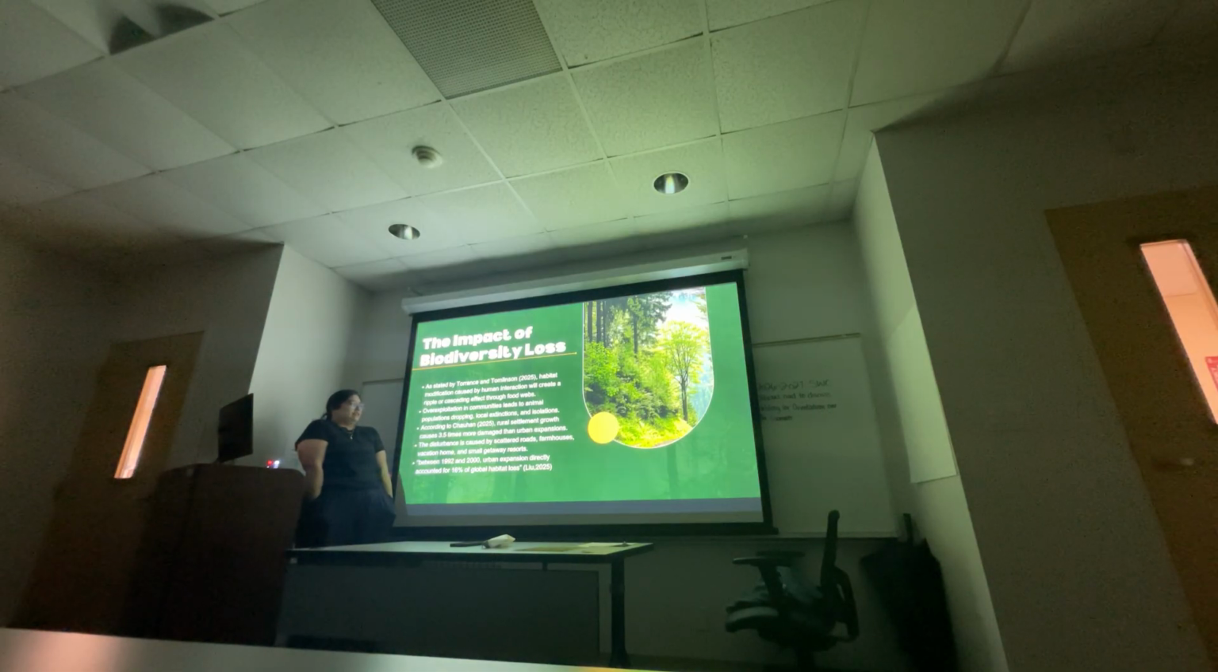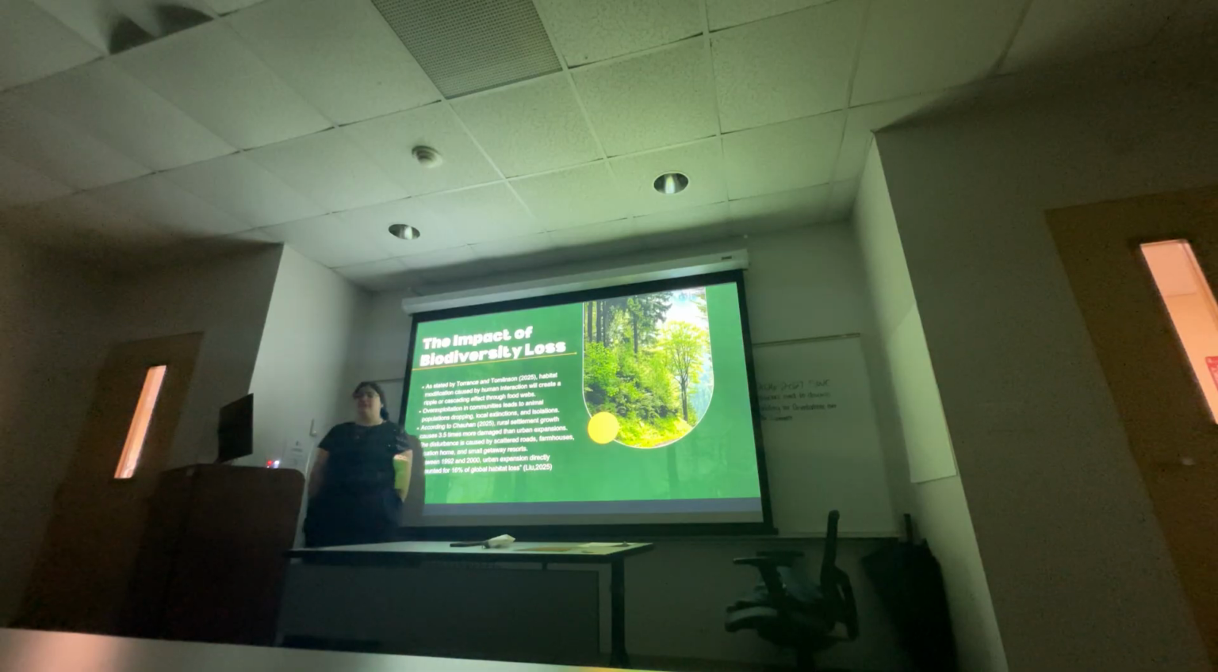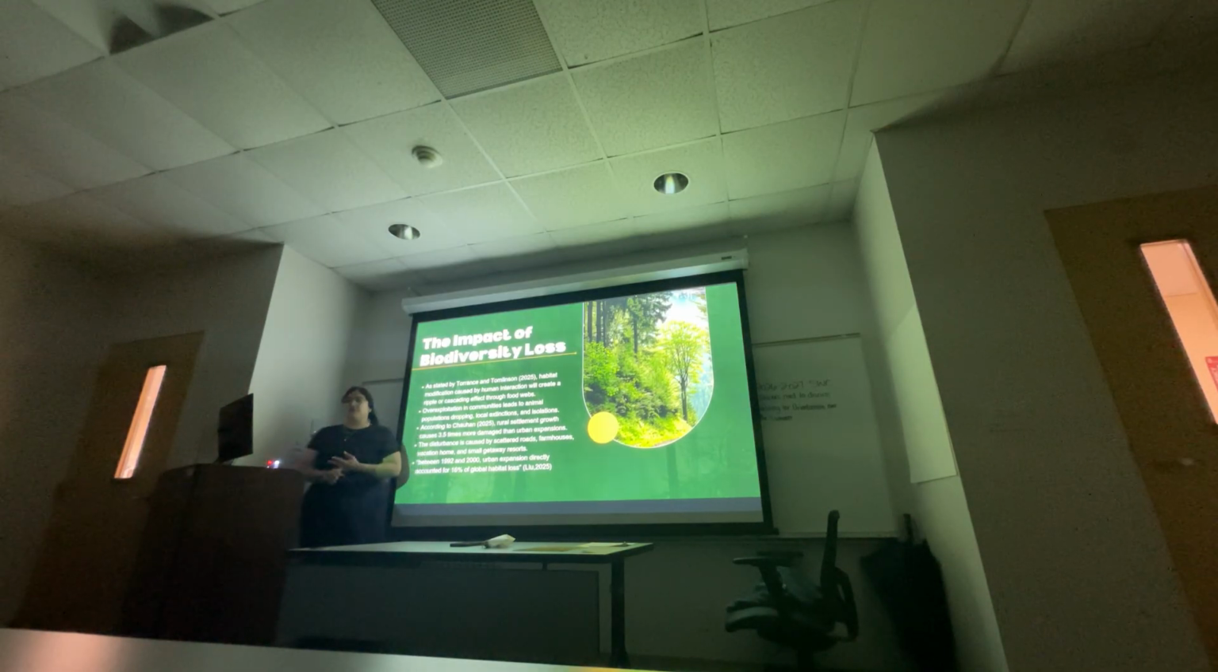According to Chahan in 2025, rural sediment growth causes 3.5 times more damage than urban expansion. The disturbance of rural communities includes scattered roads, farmhouses, vacation homes, and small getaway resorts. Between 1992 and 2000, urban expansion directly accounted for 16% of the global habitat loss.